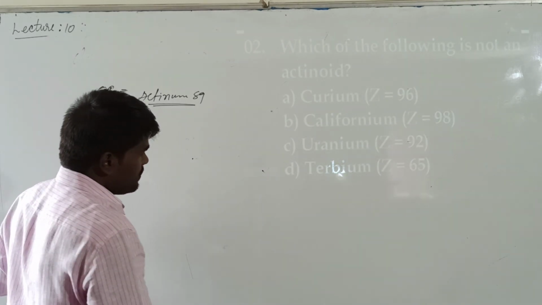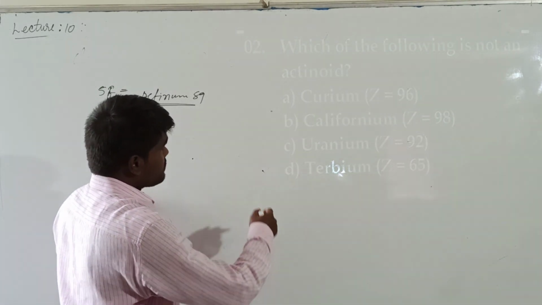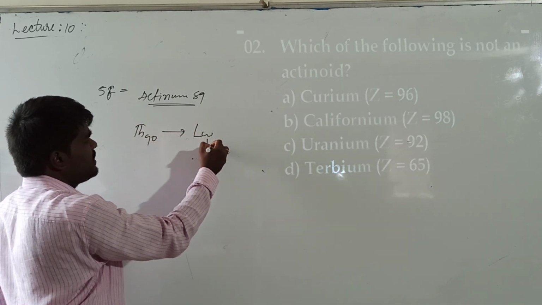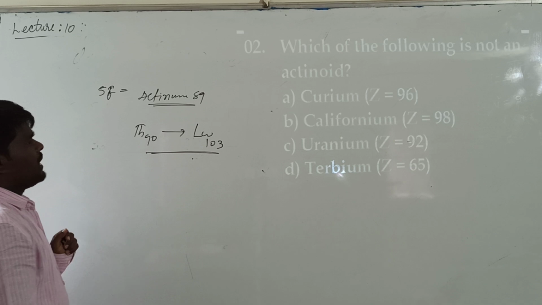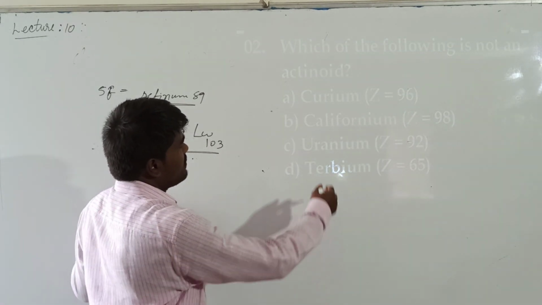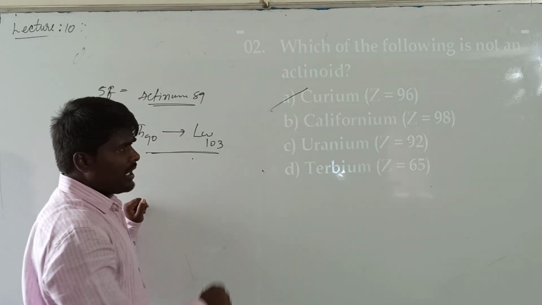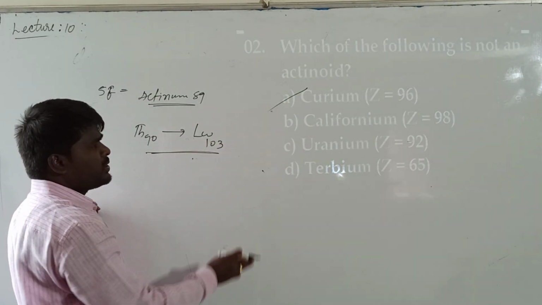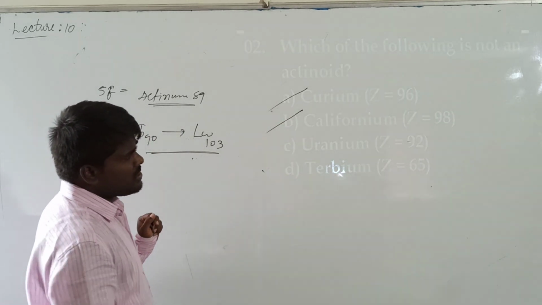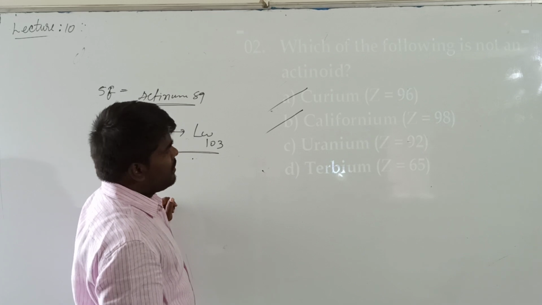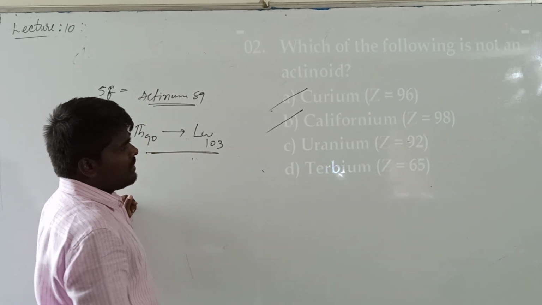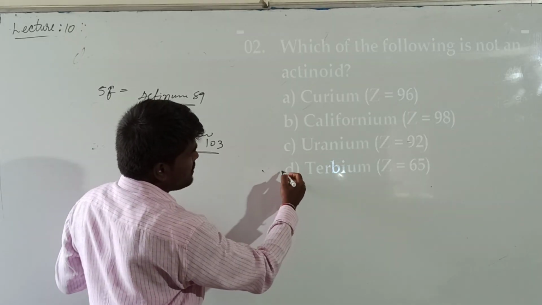Here, see. They generally vary from thorium 90 to lawrencium 103. These 14 elements are called actinides, the 5f series. So let us see what options are given. Curium is an actinide because it lies between 90 and 110. Californium is also an actinide because it also lies in that range. Uranium is also an actinide. Which is not an actinide here? This one is not an actinide.